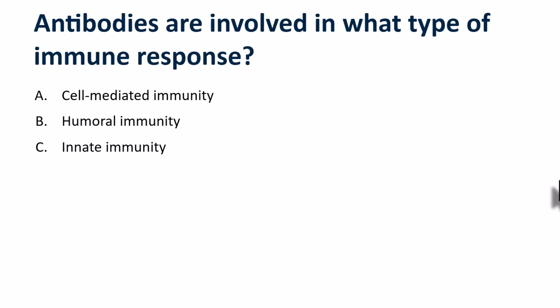So let's test some of the knowledge that we've discussed here. Antibodies or immunoglobulins are involved in what type of immune response? Is it cell-mediated? No, that would be T cells. Humoral immunity, yes, that would be correct. Or innate immunity, nope, they are part of the acquired immune system. So B, humoral immunity, is the correct response.